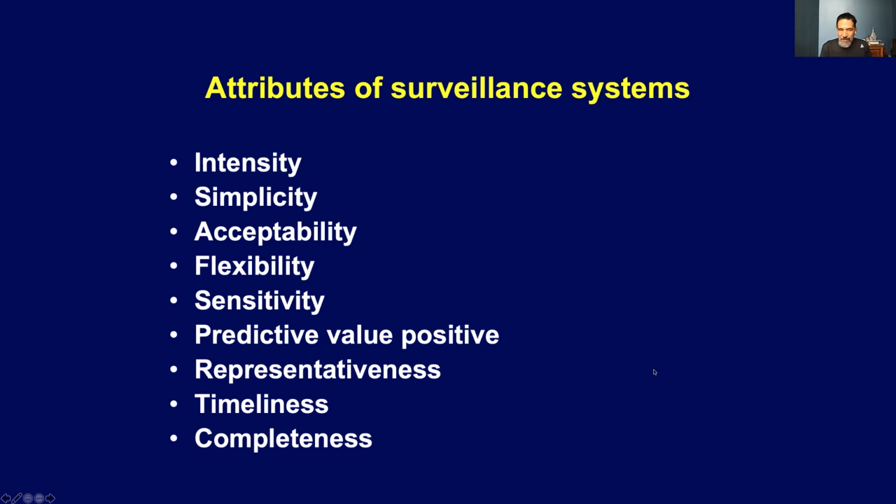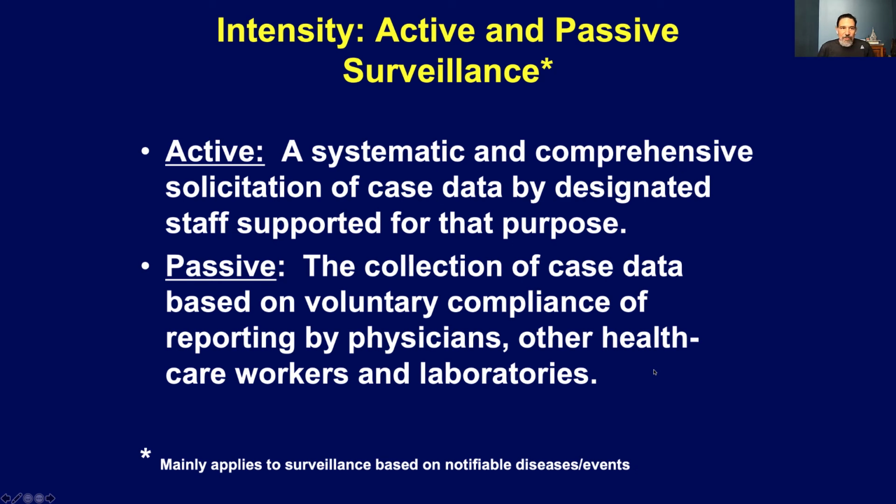So we can go through some of these attributes here, keeping in mind the goals of this hypothetical measles surveillance system. So intensity, this refers to the extent to which a surveillance system is either active or passive or somewhere in between, like a hybrid. Active is really the most intense kind of surveillance system you can have. It is intended to devote staff time and resources to actively go out and look for new cases so that you can capture them in your surveillance system. And so people are actually soliciting case data by designated staff, and it's their job to do the case finding.